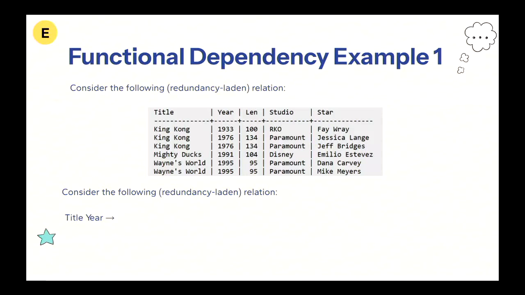Studio, yes. Length, yes. So studio and length will also be the same if title and year are the same. So title and year determines studio and length. This is correct. So title and year determines star. Is this a functional dependency? Is this one correct? Why not? Can you give me a counter example here?